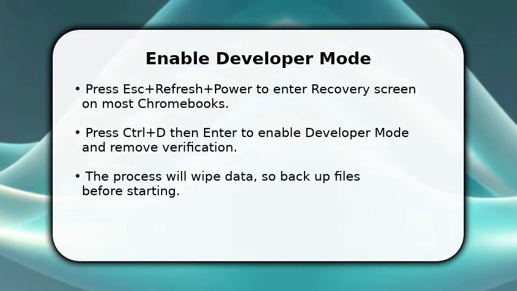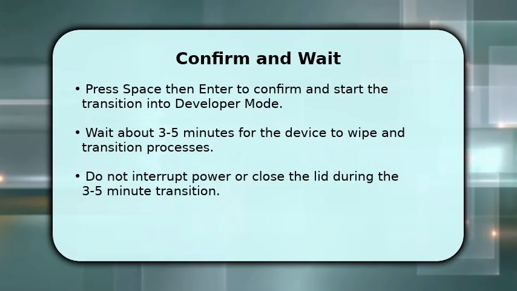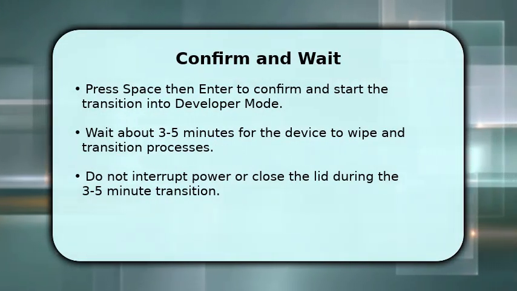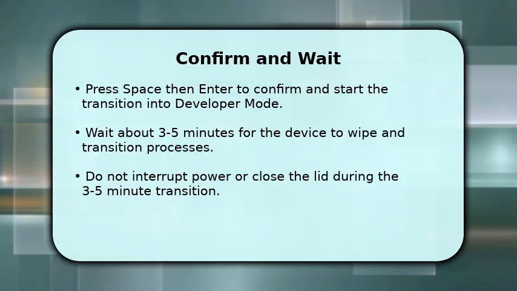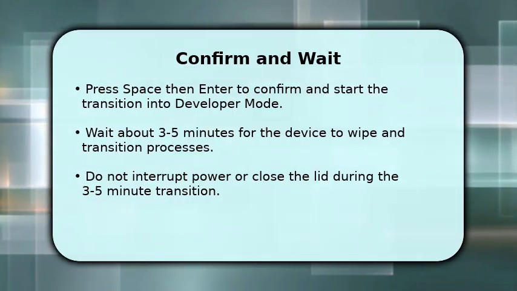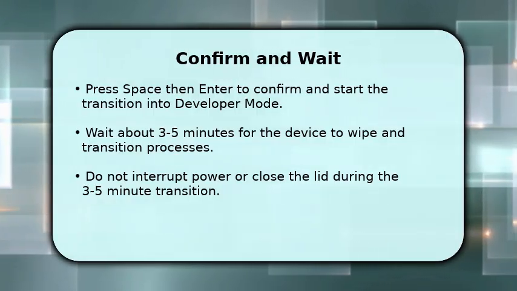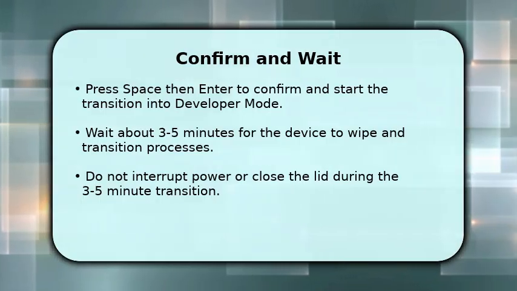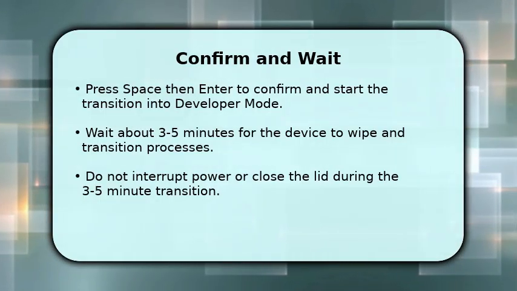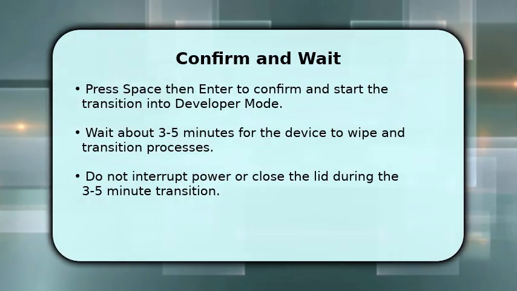After pressing Ctrl plus D, you will see a confirmation screen that warns about data loss and security changes. Press the space key to confirm you want developer mode, and then press Enter to proceed with the transition. The Chromebook will reboot and begin wiping local data and rebuilding the system partition. Expect this to take about 3-5 minutes depending on your model. Do not interrupt power or close the lid during this transition to avoid corruption or failed enablement.